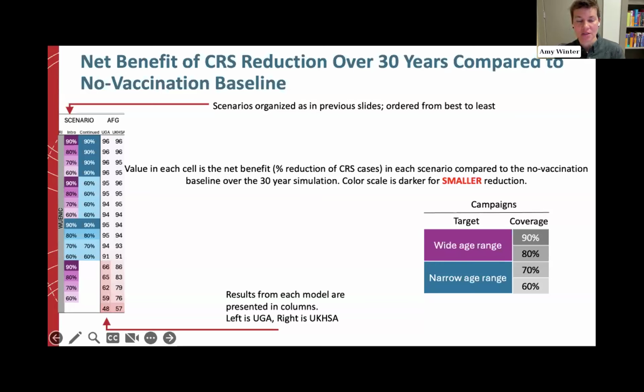A color scale is darker for smaller reductions. So for example, we see here for Afghanistan, the 2 models predict a 96% reduction in CRS cases over 30 years in the most optimistic scenario at the top, and a 48 to 57% reduction in CRS cases over 30 years with introduction via RI alone at the very bottom. Next slide.